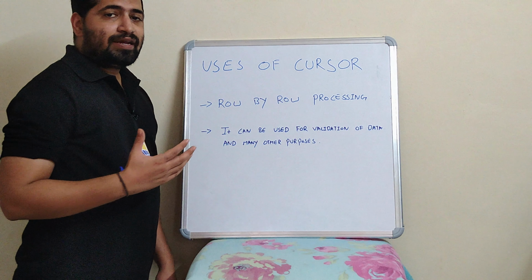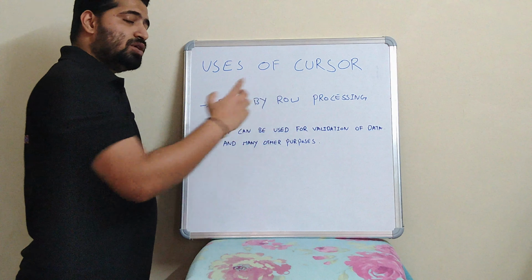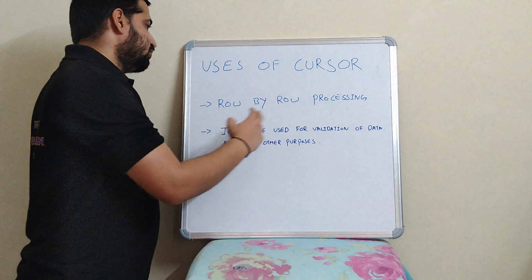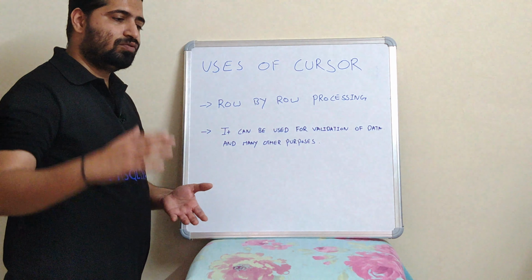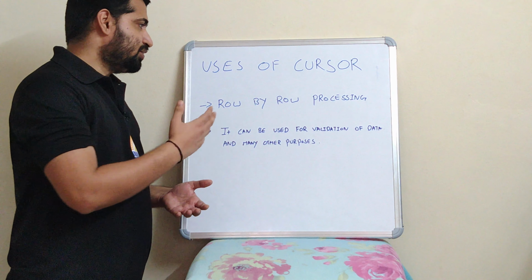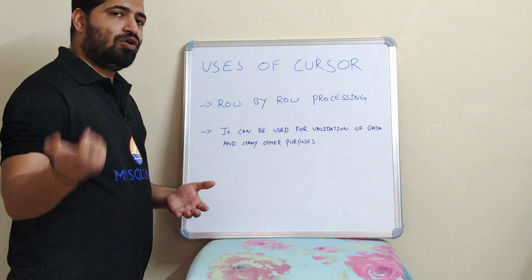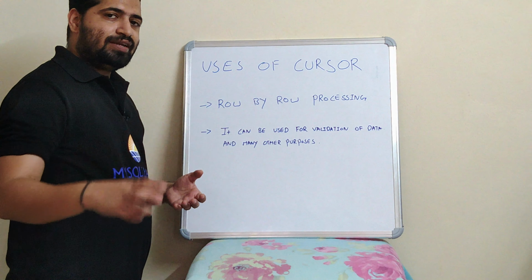So what are the practical uses of a cursor? A cursor is used for row by row processing of data. So it can be used for validation of data. Suppose you have data from a third party vendor and you want to process and validate this data. You can use a cursor, pick up each record one by one through the cursor and do your processing, do your validations and clean up your data. So a cursor can be very useful in this type of task.